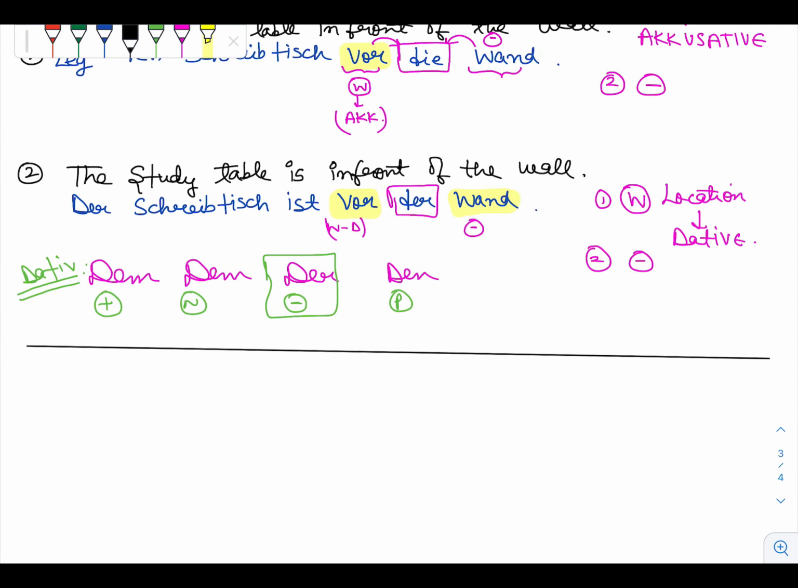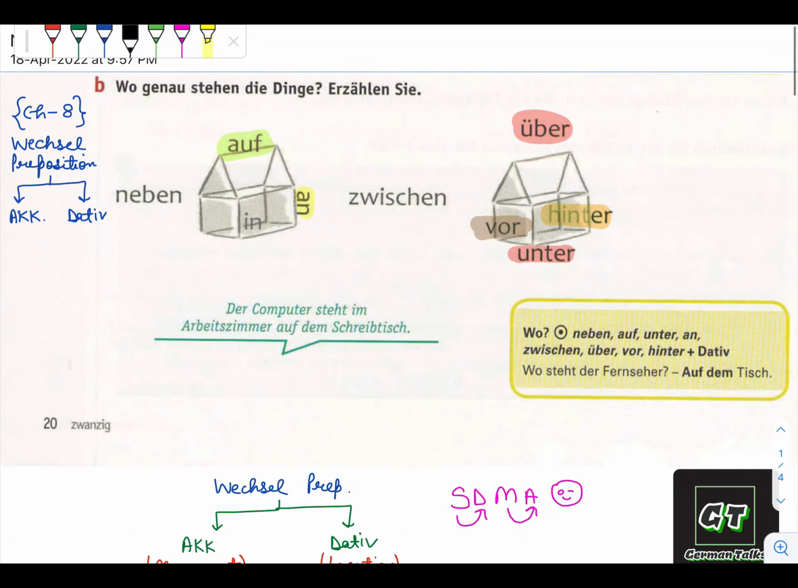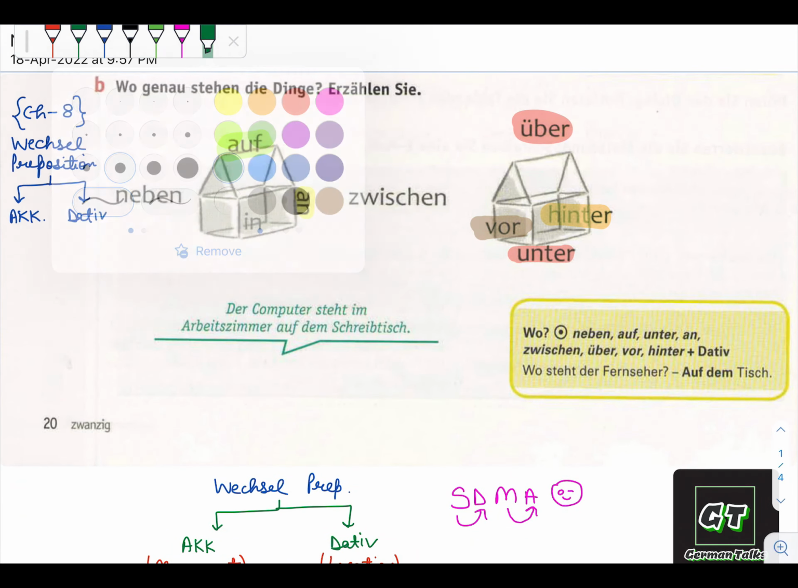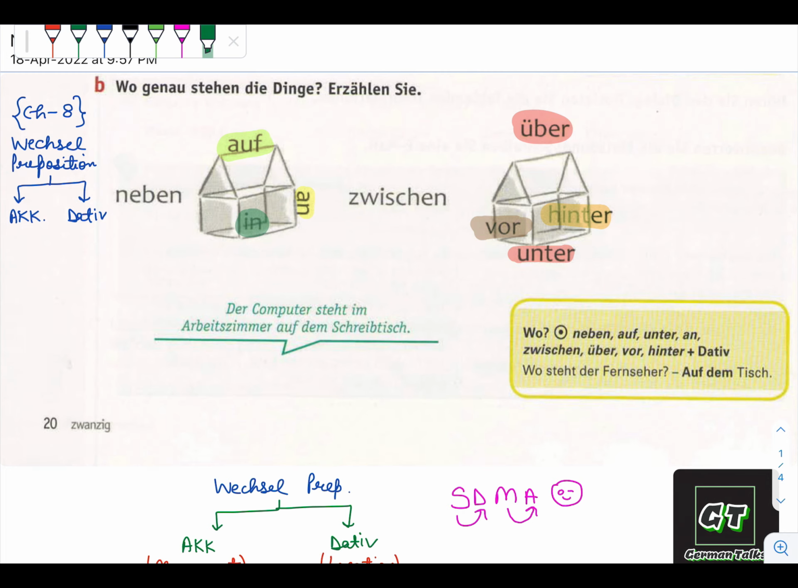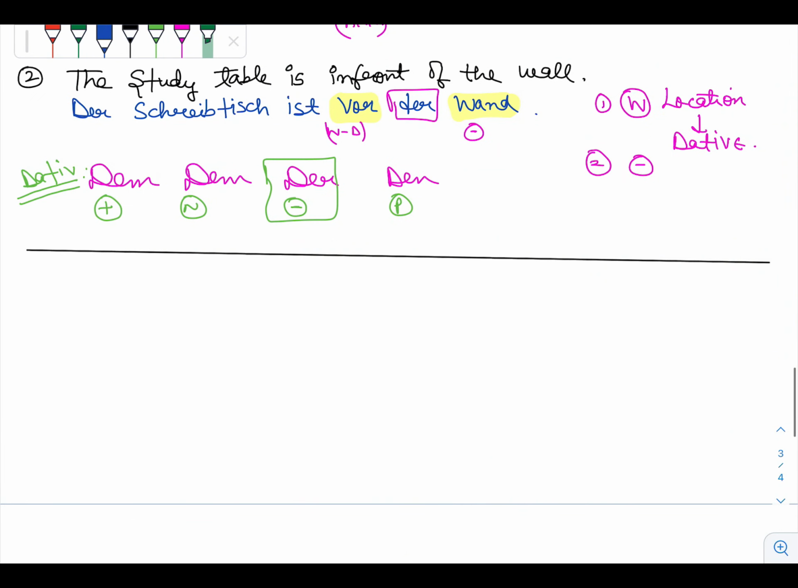I hope now this is clear. Next preposition, in. You all know the meaning of in. We also did examples of this in a previous lecture. Still we will do it.